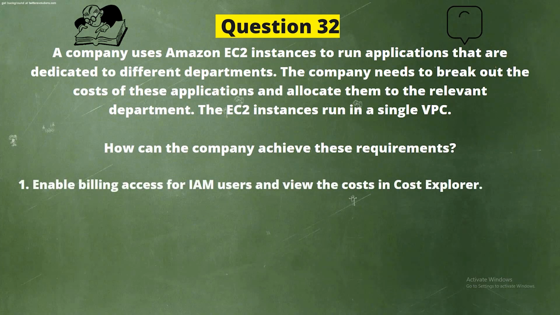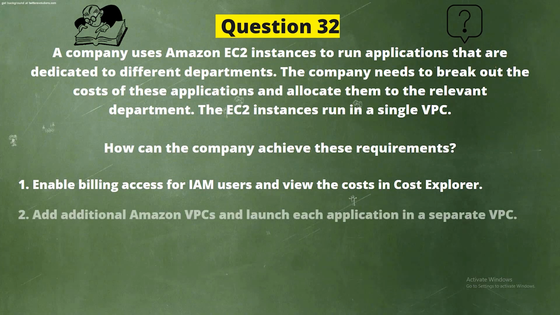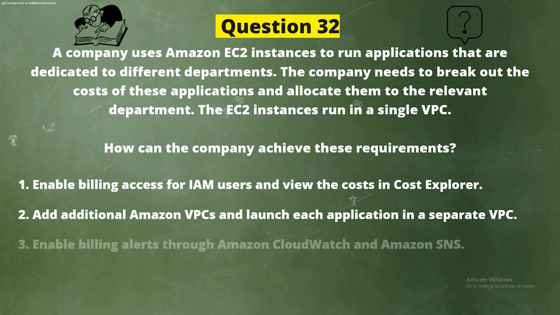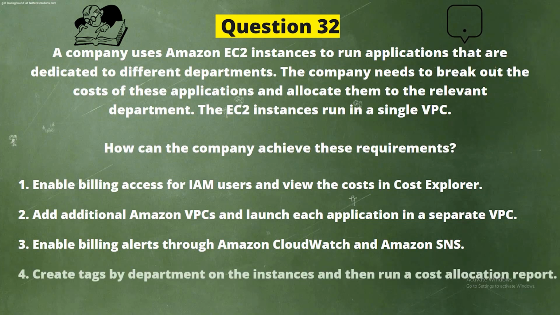Option 1. Enable billing access for IAM users and view the costs in Cost Explorer. Option 2. Add additional Amazon VPCs and launch each application in a separate VPC. Option 3. Enable billing alerts through Amazon CloudWatch and Amazon SNS. Option 4. Create tags by department on the instances and then run a cost allocation report.